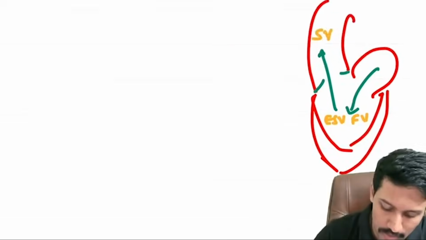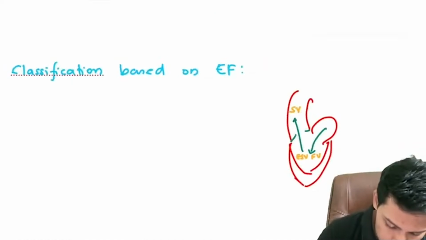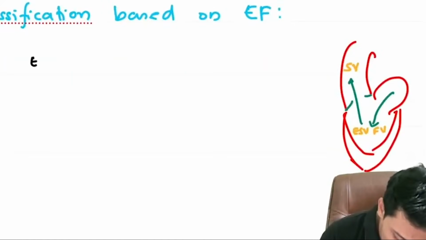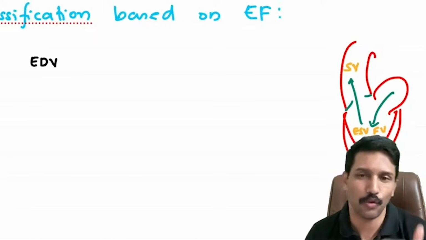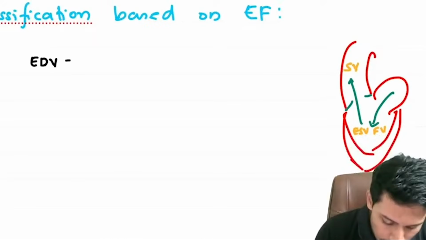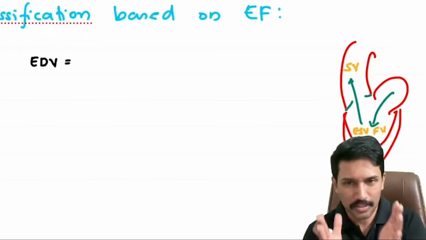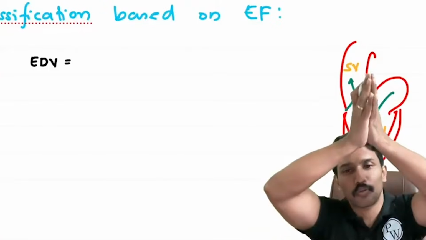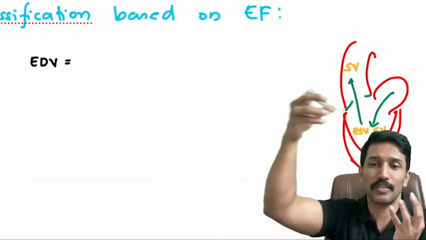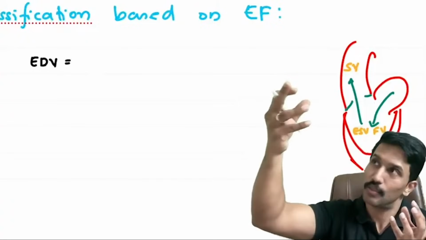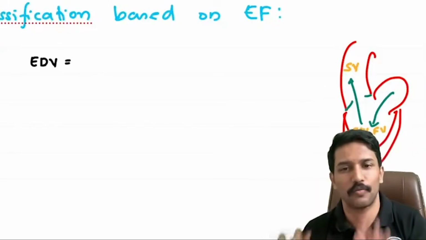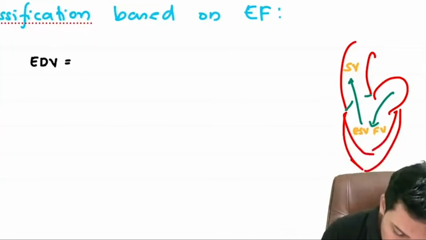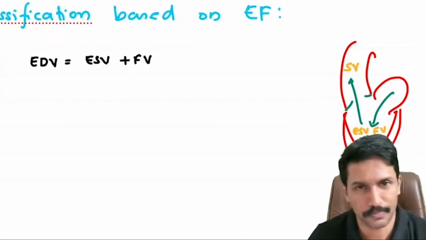So let me put some mathematical terms here. End diastolic volume is the amount of blood present in the ventricle at the end of diastole. And how much is present? I just completed a systole, so I ejected some amount of blood, something is remaining with me, and then some amount is filled by the atria. That is filling volume, this is end systolic volume. Both together are there at the end of diastole in the ventricle. So it is the end systolic volume plus the filling volume.